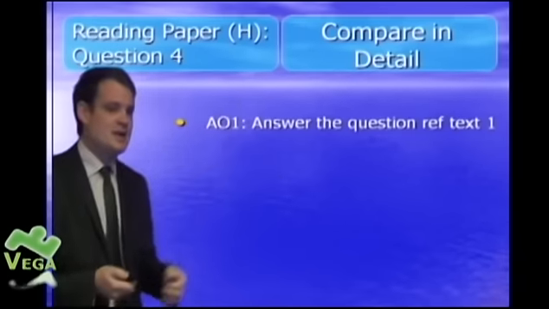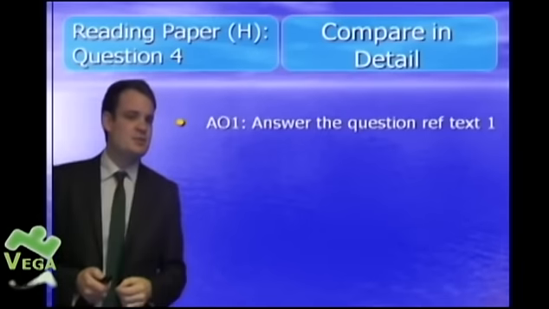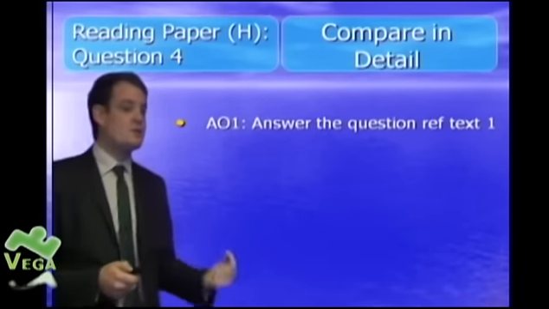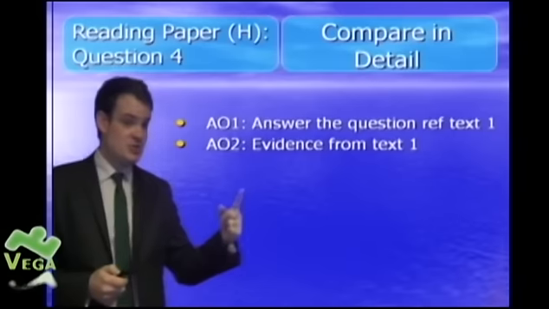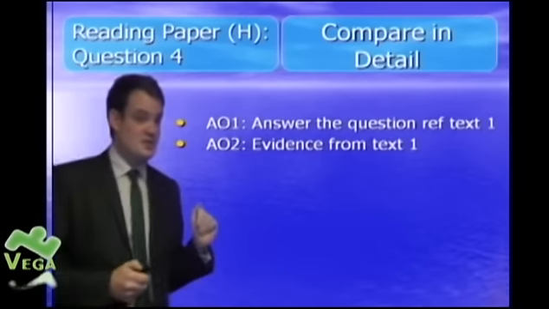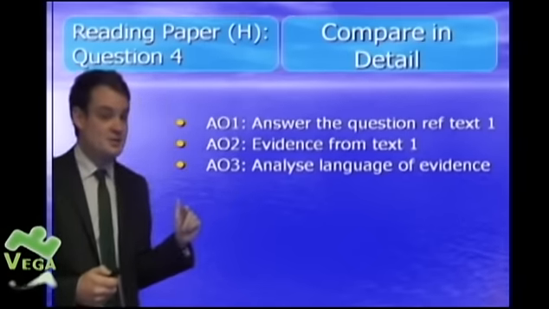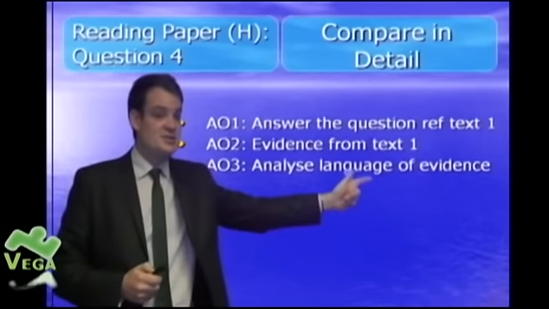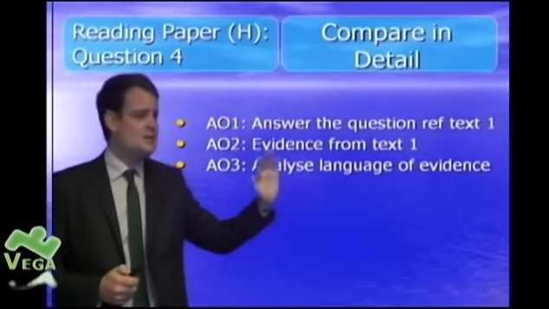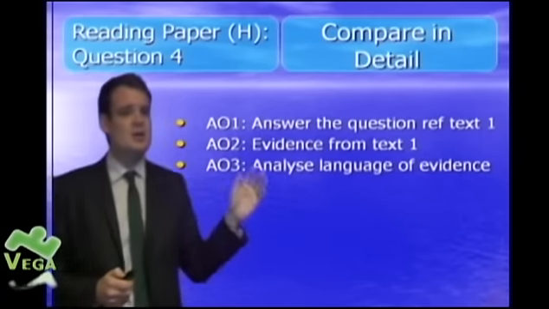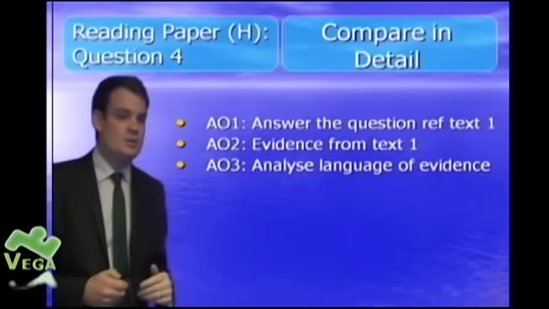Well, grab yourselves a pen and write these down. Assessment objective 1, you're going to answer the question with reference to text 1. Assessment objective 2, choose your evidence from text 1. Assessment objective 3, analyse the language of the evidence. Now it's PE. It doesn't need loads of detail because you haven't got time. But PE on text 1.